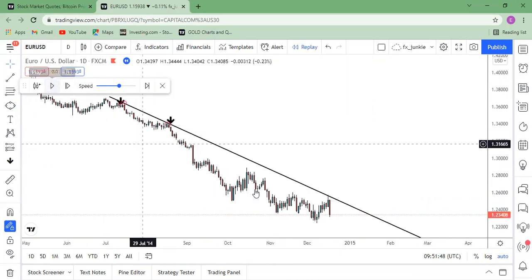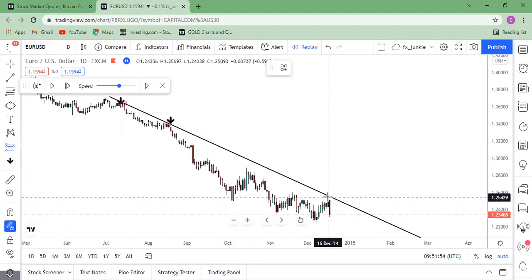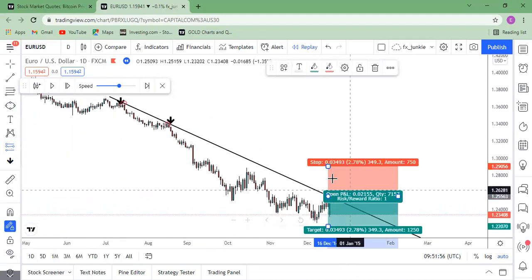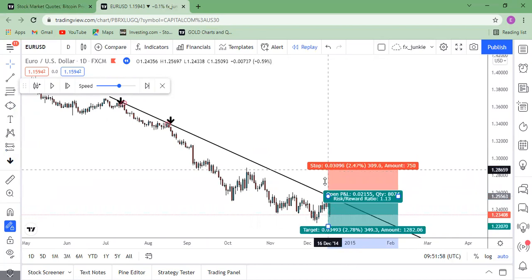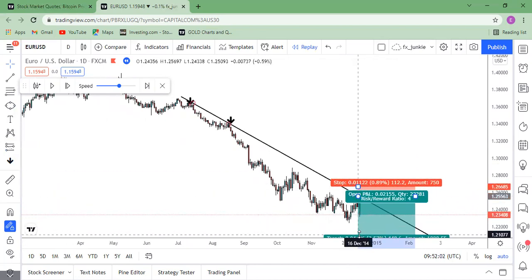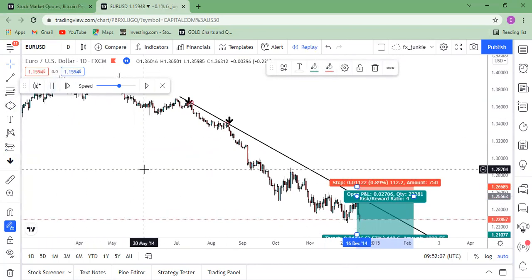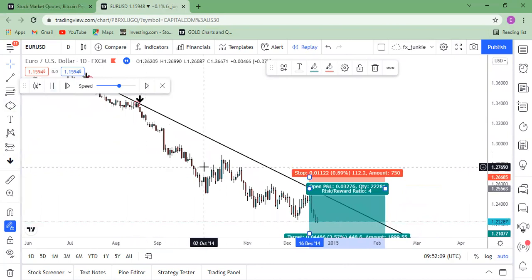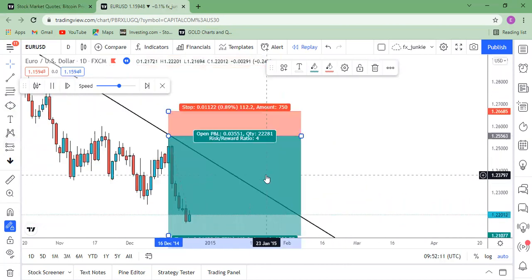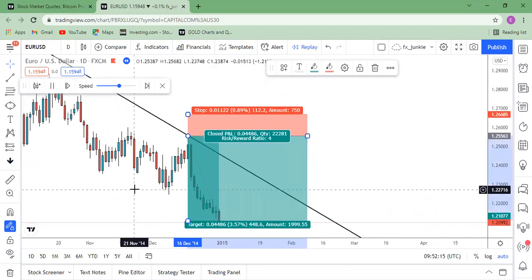We got the touch. Sell right at the line. Stop loss above. And take profits. We're gonna follow the market. We're riding the trend, and it is selling. It is selling right there.